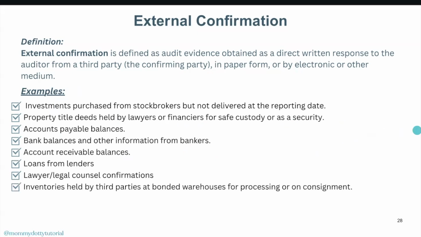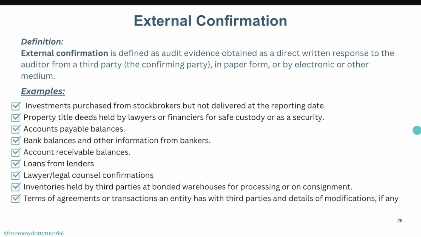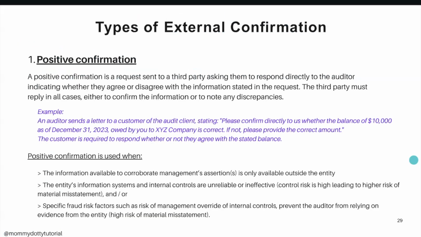Inventories held by third parties at bonded warehouses for processing or consignment. And then the terms of agreements or transactions an entity has with third parties and details of modifications, if any. And the last one is the absence of certain conditions, such as a side agreement. Types of external confirmation: we have two types, the positive and the negative.